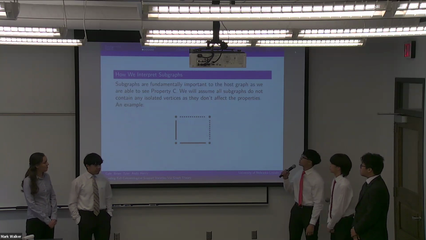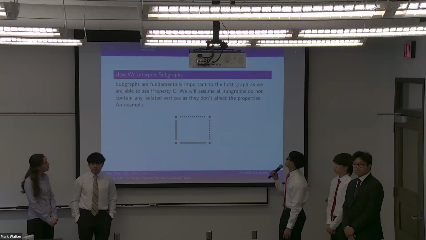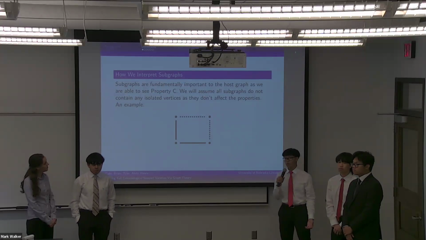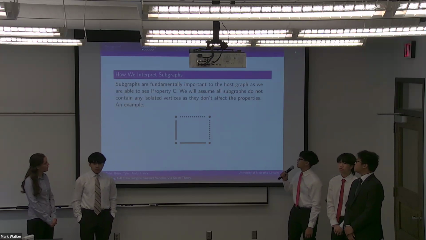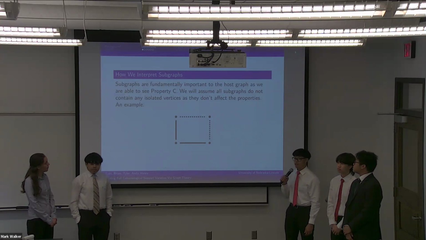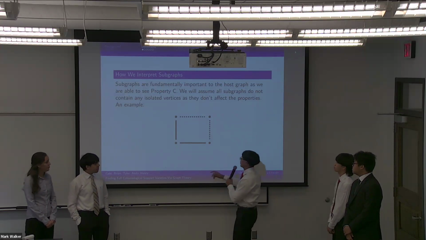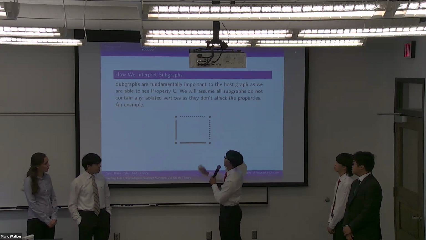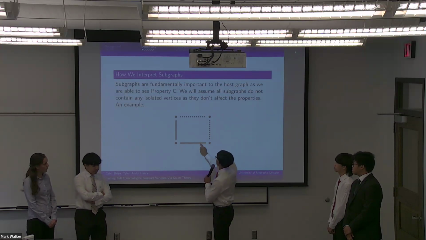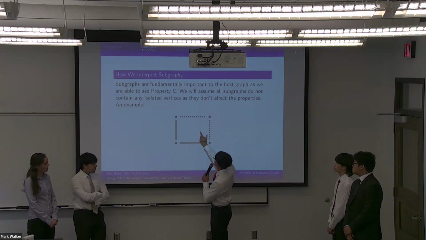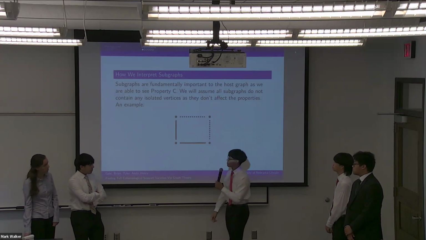Now, how do we exactly interpret subgraphs? First and foremost, subgraphs are fundamentally important to the host graph as we're able to find property C. And we will assume all subgraphs do not contain any isolated vertices as they don't really affect the properties. So here's an example. The host graph is this entire square, and our subgraph is these 2 shaded edges. What's not included in the subgraph are these 2 dotted edges and this isolated vertex.